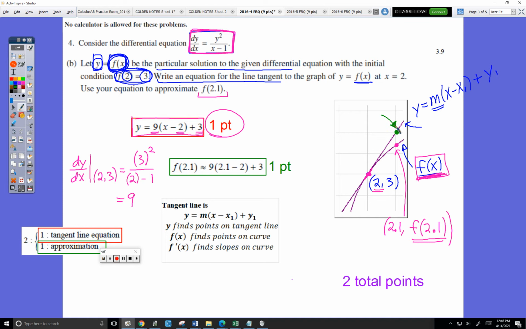This y-coordinate is found using this formula for the line. So we use that formula, and we are approximating f of 2.1. So that's approximately equal to this formula with the x-coordinate of 2.1 plugged in. And that's all we do, and we collect a point for that. And that's 2 total points.